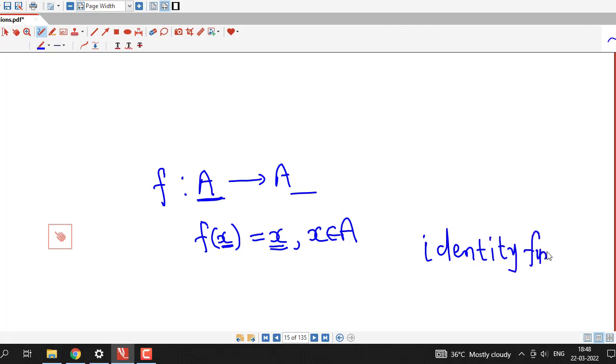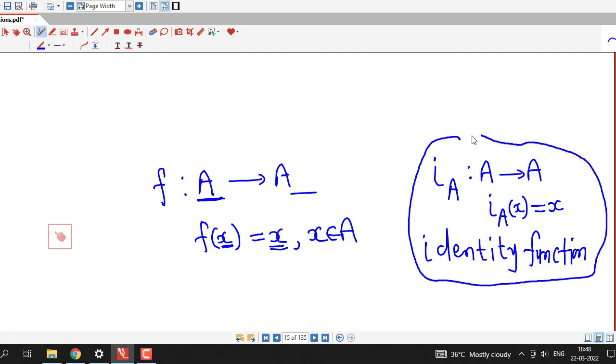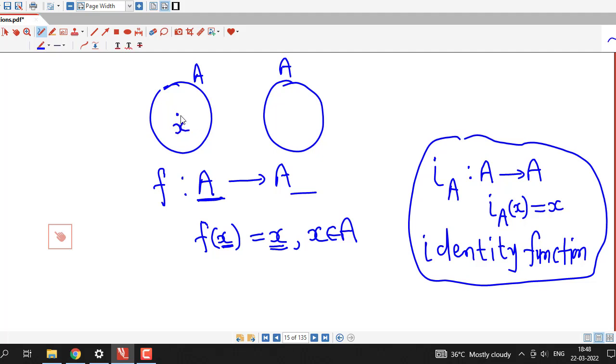And that identity function is denoted by I suffix A. A is the set on which the function is defined, and its domain and codomain are always the same, and it is given by I_A(x) equal to x. The image of x is x itself. So whenever we have an identity function, it is always onto, because we can understand it in this way. Suppose I have set A and codomain as set A. The image of x is x itself, and both the sets are equal. So different elements will have different images, and every element here will be the image of that element itself. So it is going to be onto also.